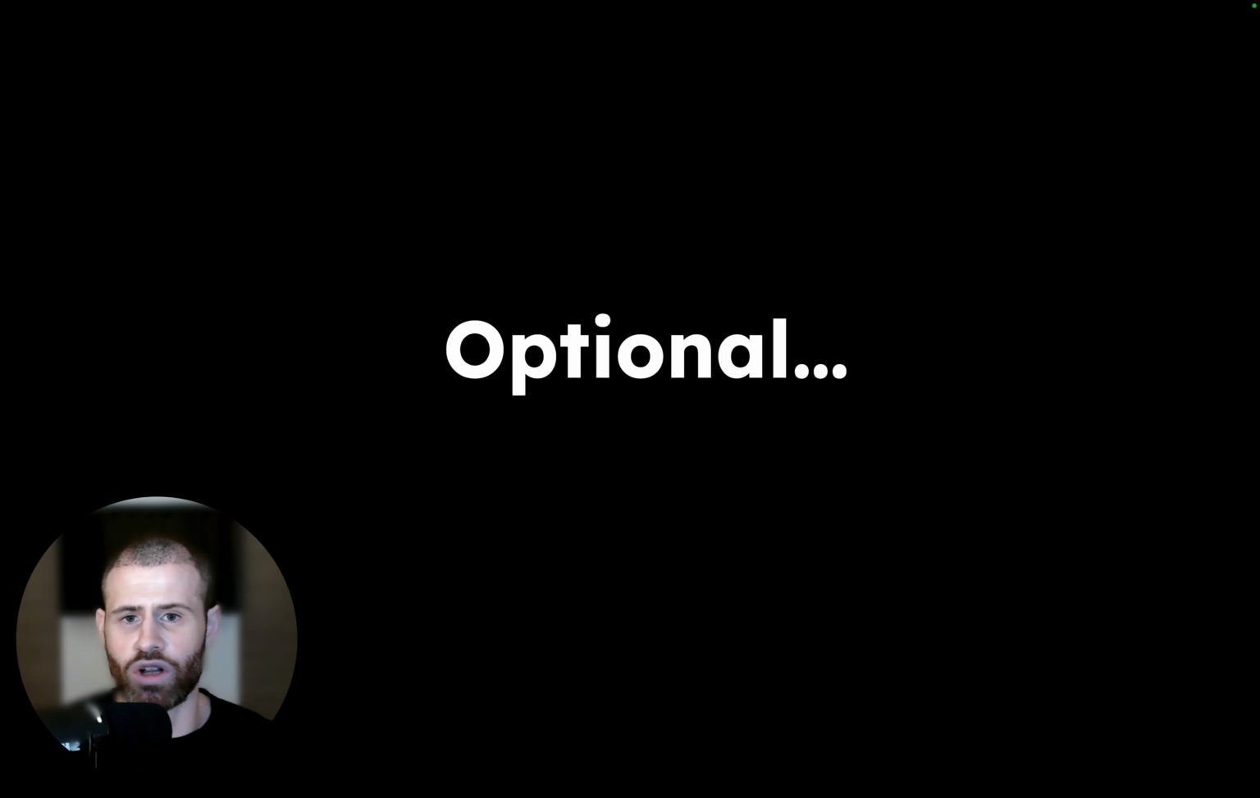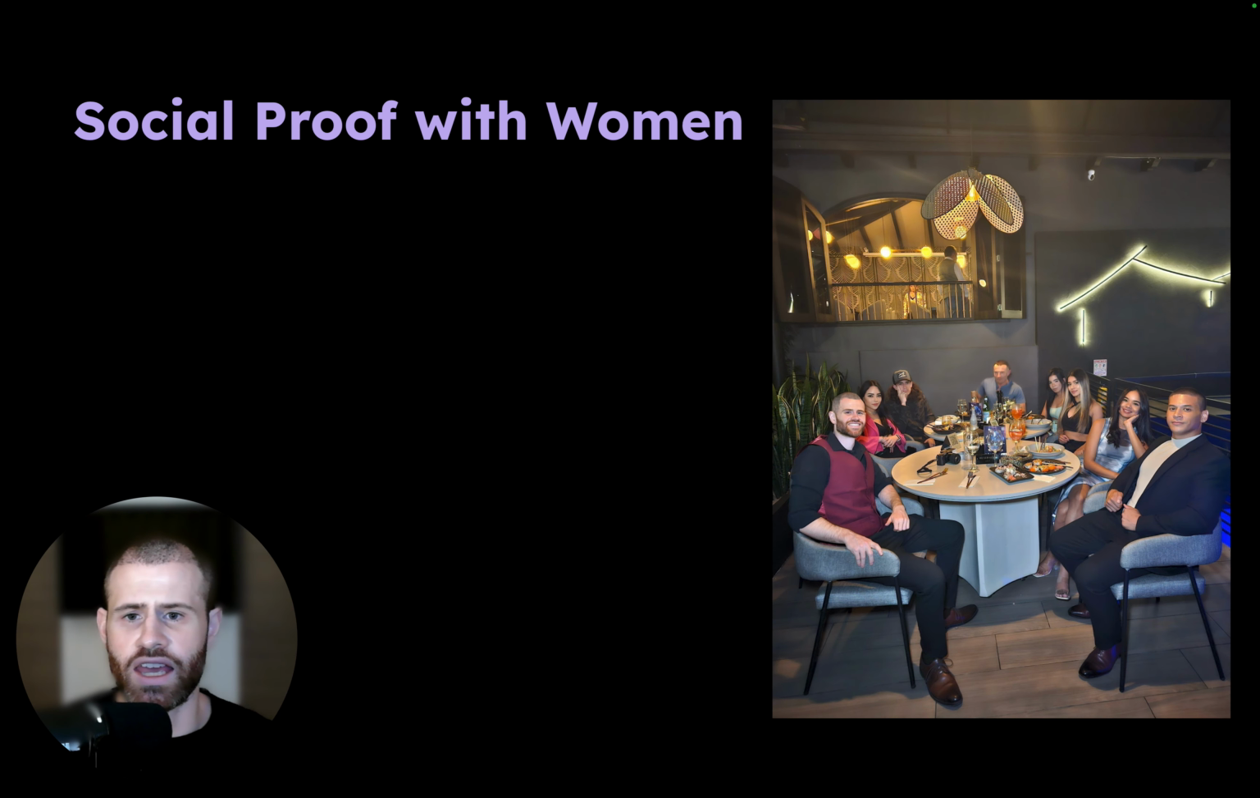Optional shots, which will bode well for you if you can, is social proof with women, but done in the right way. Do you notice that I don't have my arm around any of these women? Do you notice that there's an empty chair right here? Women are like the FBI. Women are the CIA. They are the DEA. Women are every three-letter agency. There's an empty chair right there.